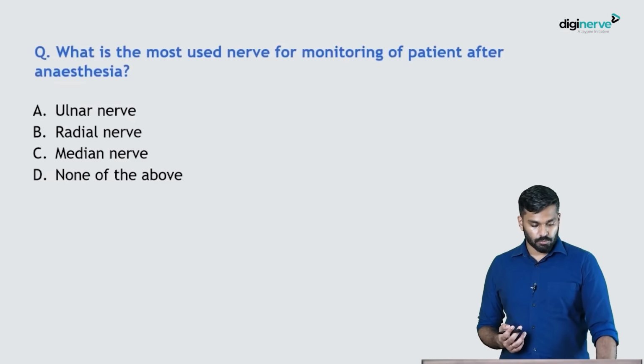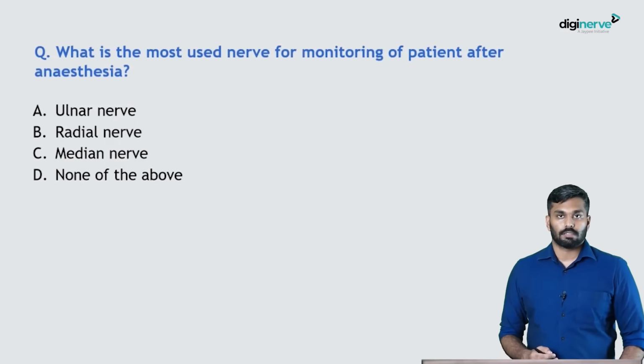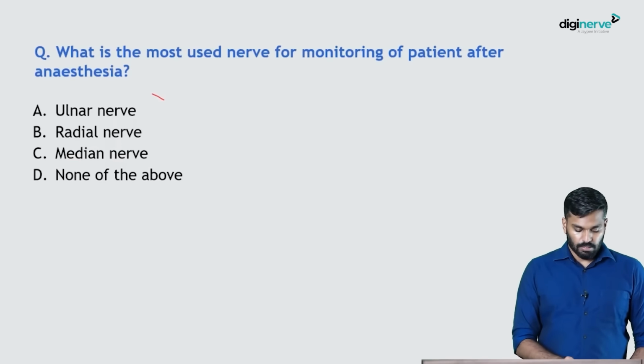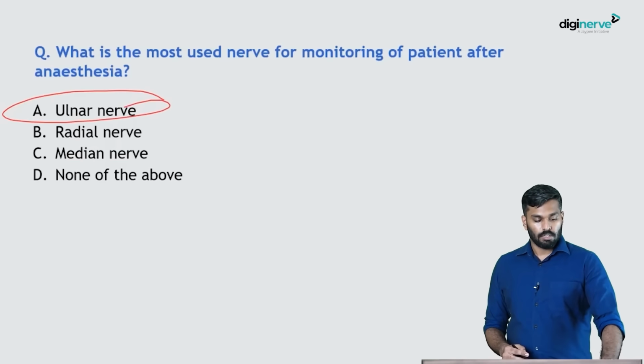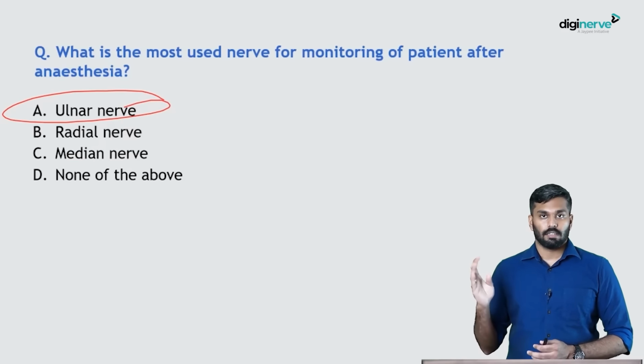In 2022, what question was asked? What is the most used nerve for monitoring of patients after anesthesia? Okay, for nerve block, for muscle relaxant, what nerve are you monitoring? It's always the ulnar nerve. Ulnar nerve is the ideal nerve to monitor. You look at the adductor pollicis muscle's reaction.